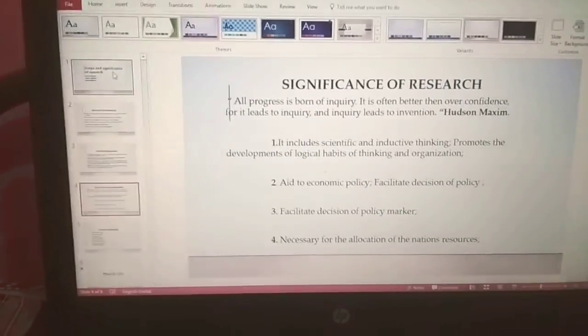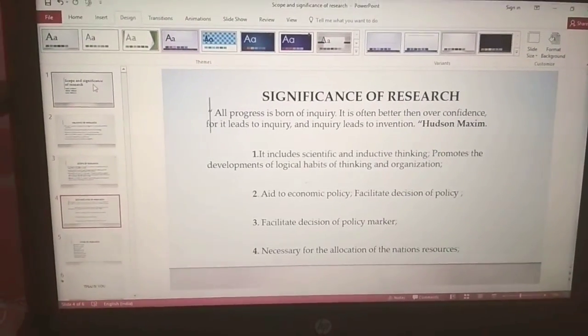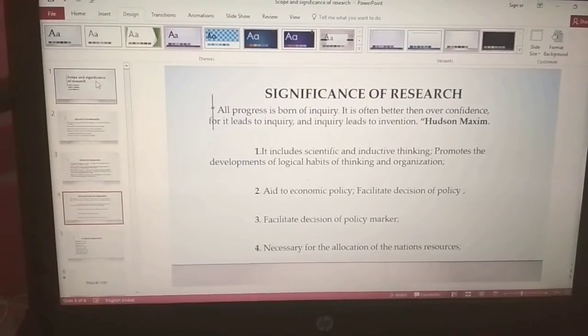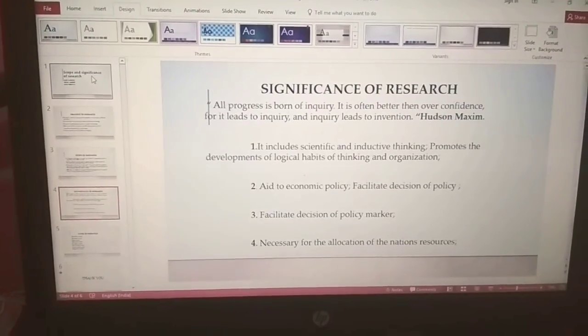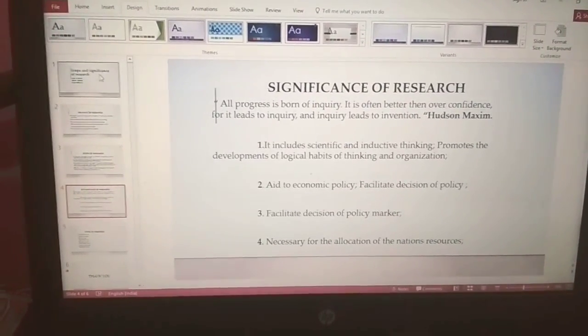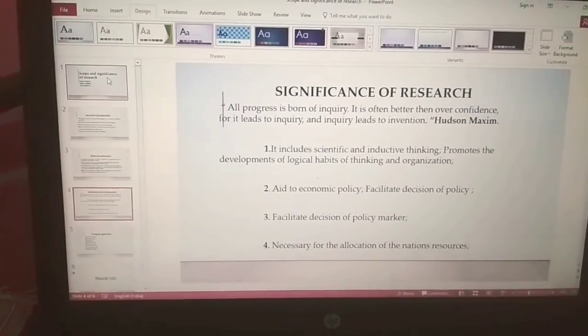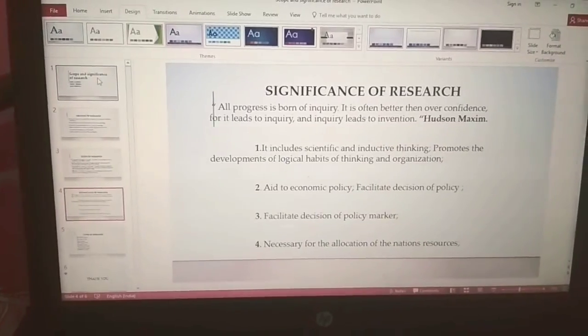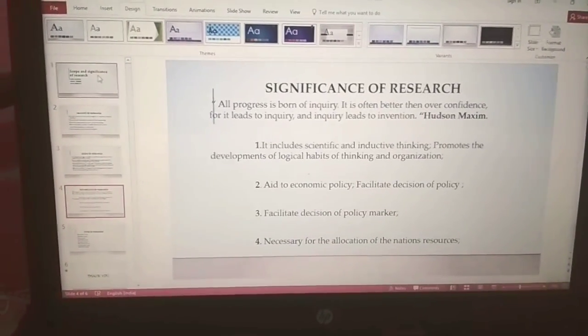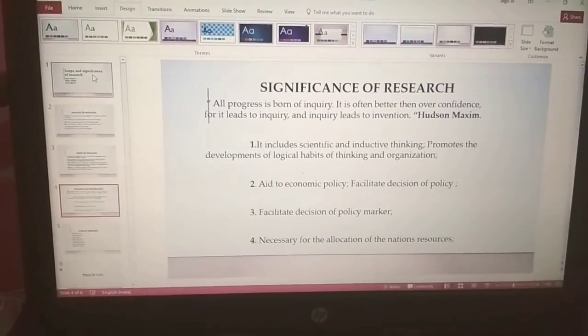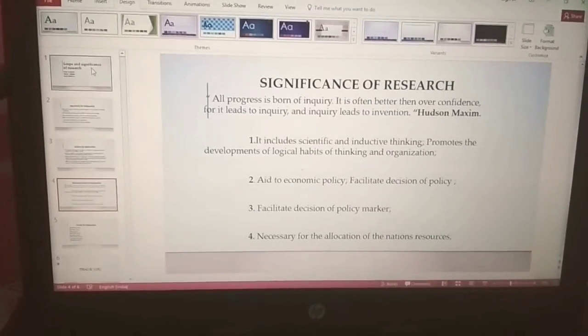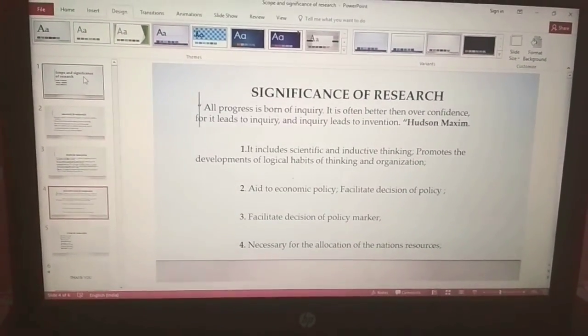And the next one is the significance of research. All progress is born of inquiry. Doubt is often better than overconfidence, for it leads to inquiry. Inquiry leads to invention. This was said by Hudson Maxim, an author who defined the significance of research. He gave four points which are closely related to research.